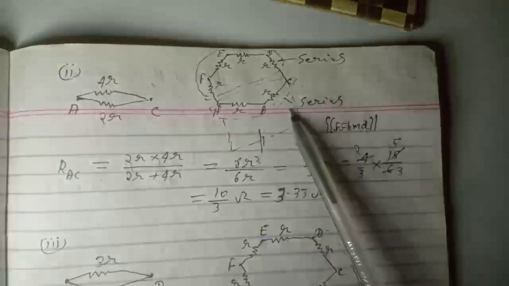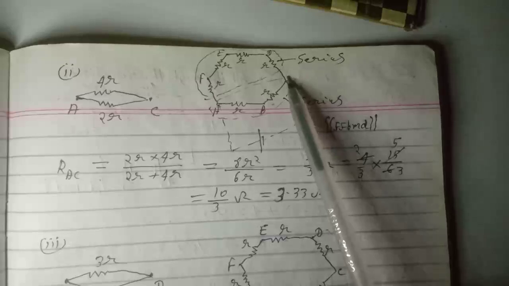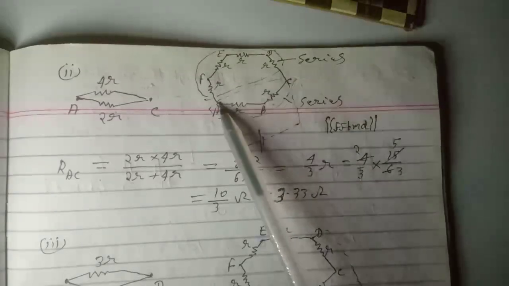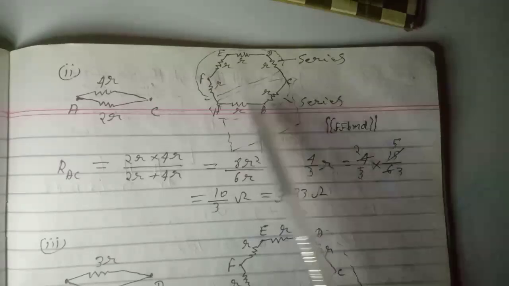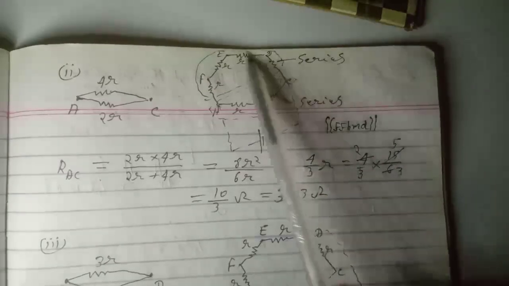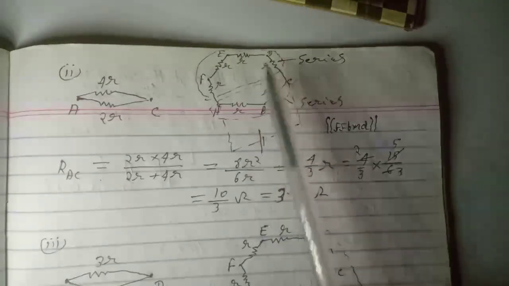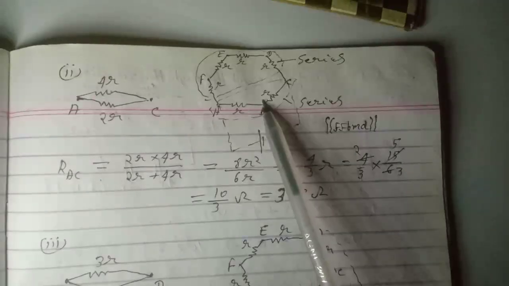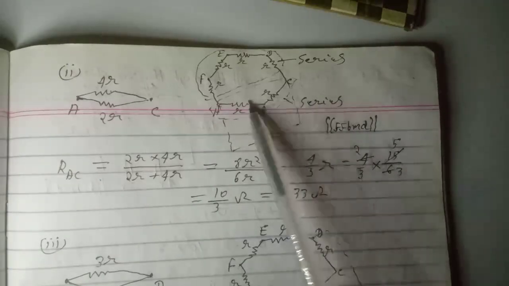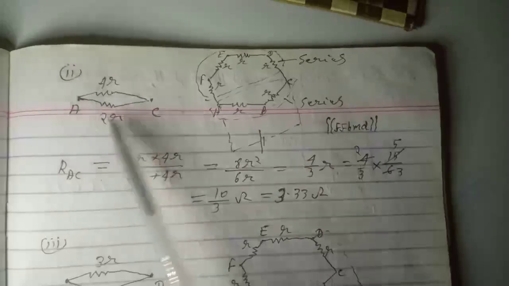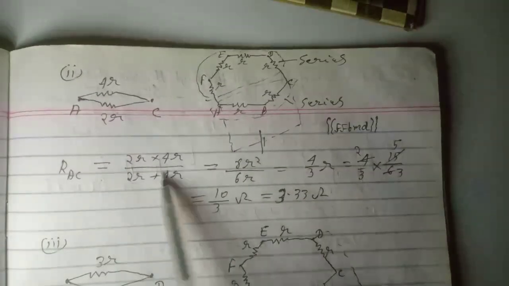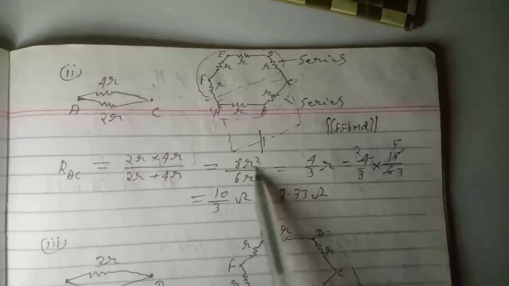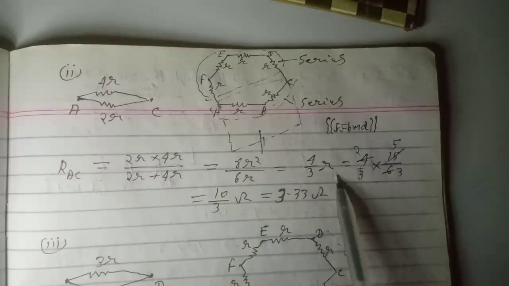In this case, here is shown the equivalent circuit. We have to find the equivalent resistance between points A and C. Now this will be in series, again this will be in series, and these two will be in parallel. So the equivalent of these two is 2R and the equivalent of these is 4R. So RAC will be 2R into 4R by 2R plus 4R, 8R square by 6R, equal to 4 by 3 R.